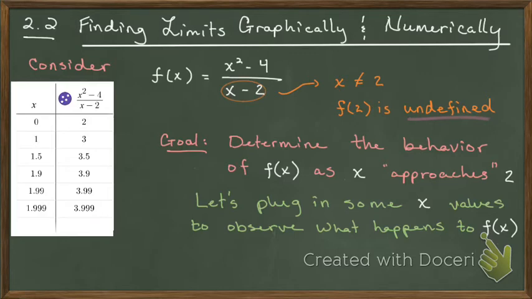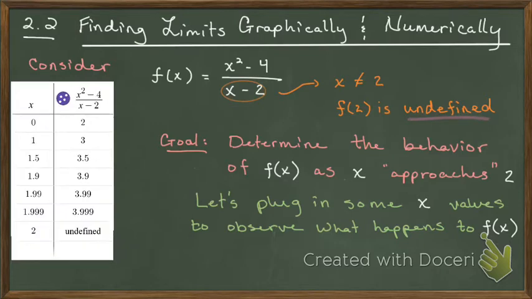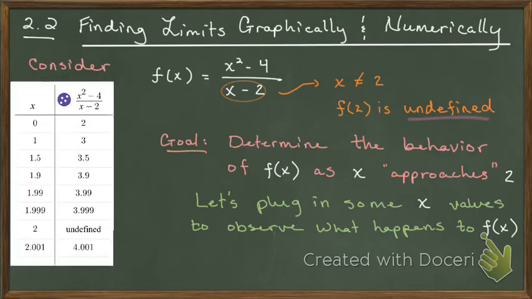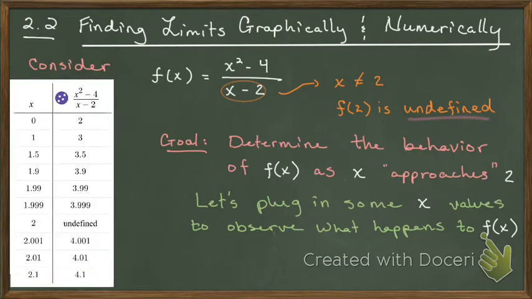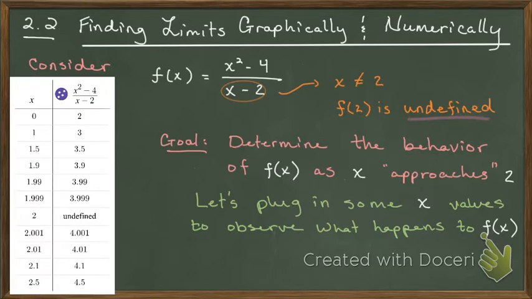We know that when we plug in 2, I get a value that's undefined. I'm going to repeat this process, but for x values that are just larger than 2. So 2.001, for example, and I get a value of 4.001. If I keep going, I can make it closer to 2 than that, 2.0001, but I think this gets the point across. To make the table a little more uniform, plug in, say, 2.01, 2.1, and 2.5.